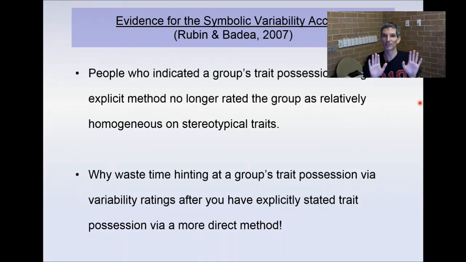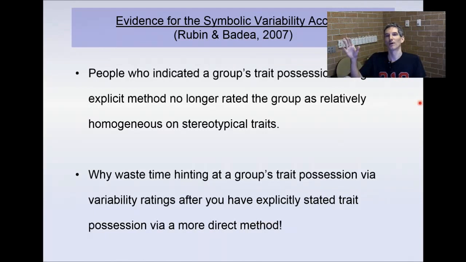We had two conditions. We told the people in one condition to rate people in terms of their variability on these traits. In another condition, we told them to rate people on their variability on these traits, but before they did that, we asked them, can you just tell us how much each group possesses the traits? And in this second condition, when people had the opportunity to tell us how much each group possessed the traits, we no longer found that homogeneity was varying as a function of trait type.